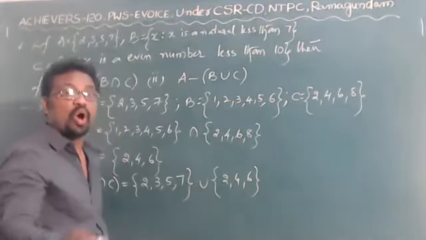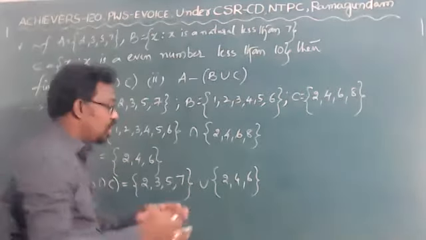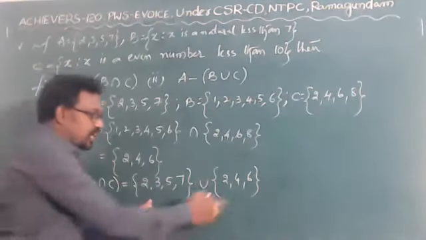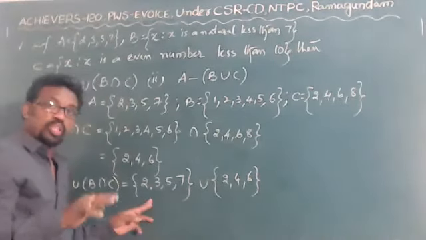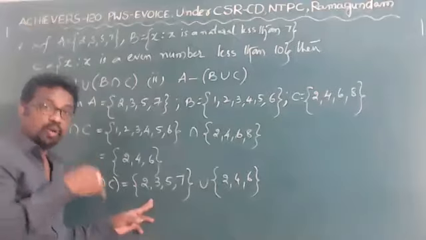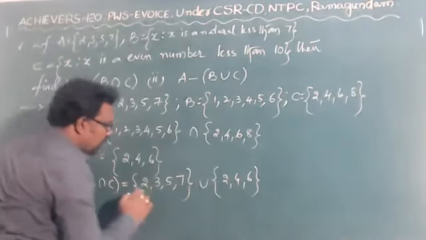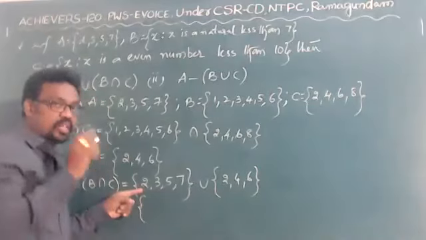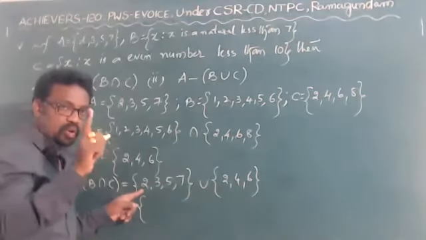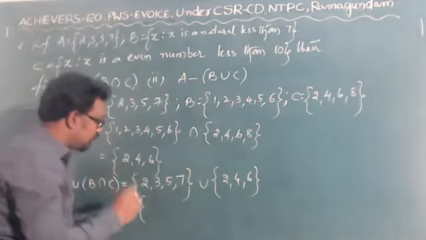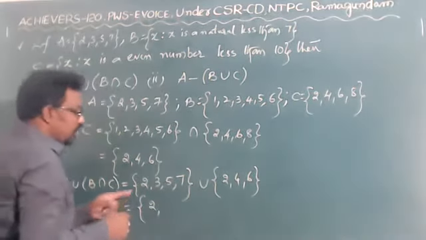Union means whatever elements are there in both the sets, you have to write them out. So what is here? 2. Here there is 2, and here there is 2 too, but you have to write it only once. You should not write it multiple times. One single time is enough. 2. Next, 3.